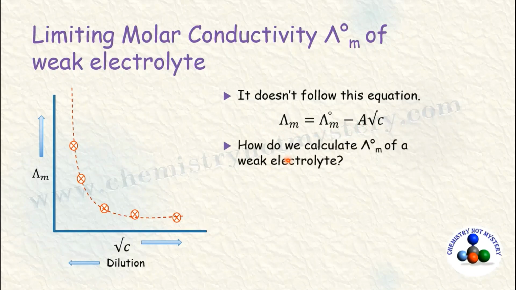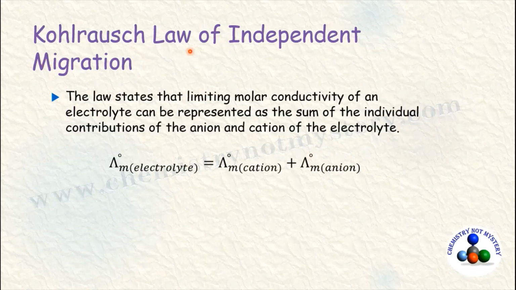So how do we measure limiting molar conductivity for weak electrolyte, as we did for strong electrolyte by just extrapolating the straight line? As the solution to this problem, Kohlrausch presents a law named Kohlrausch law of independent migration. This law states that limiting molar conductivity of an electrolyte can be represented as the sum of individual contributions of anion and cation of that electrolyte.